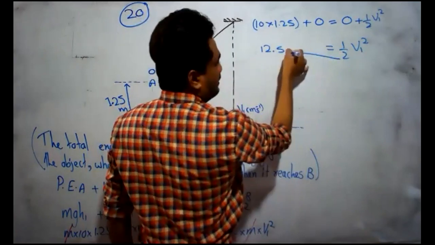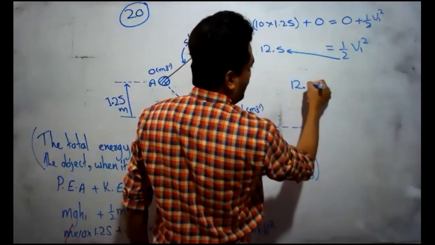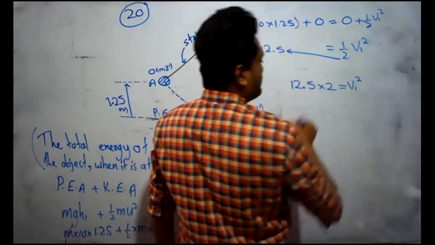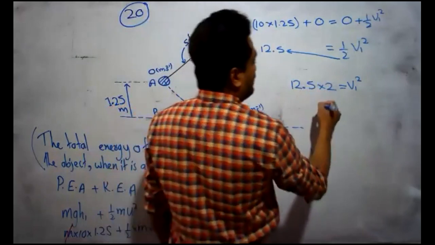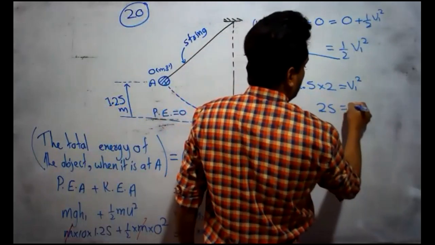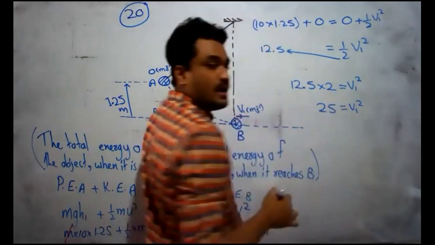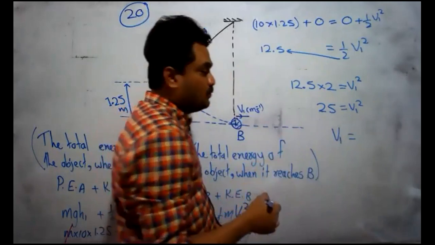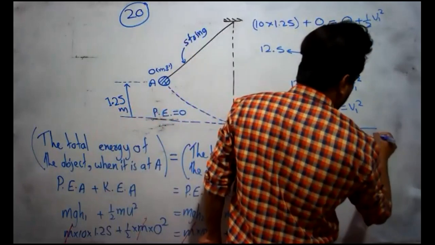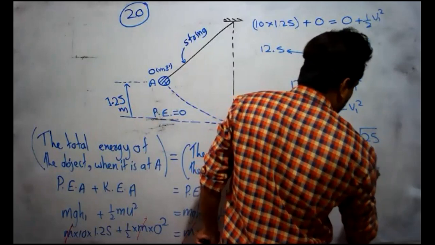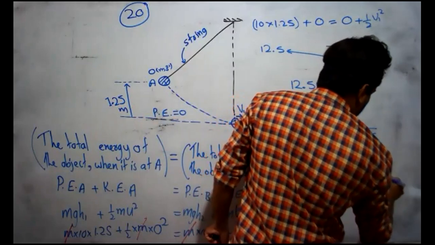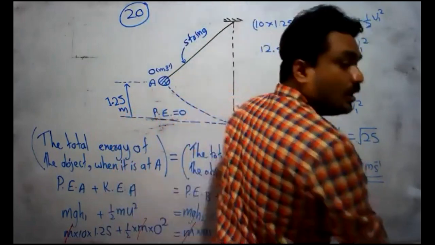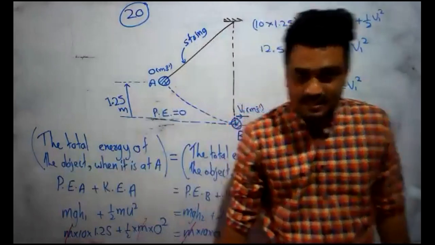Then take 2 to this side. Then we will get 12.5 times 2 equals V1 squared. 12.5 times 2 is 25 equals V1 squared. Therefore, V1 equals the square root of 25. Then we will get V1 equals 5 meters per second. V1 is 5 meters per second. Who got this answer? Anybody in the class?